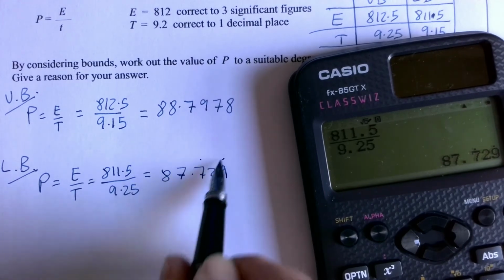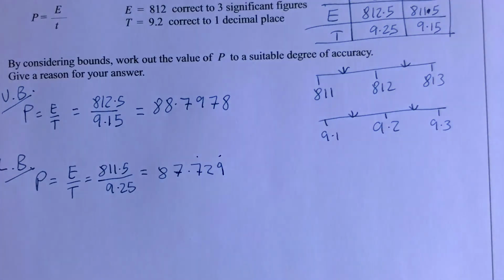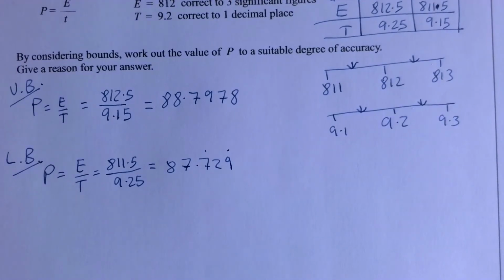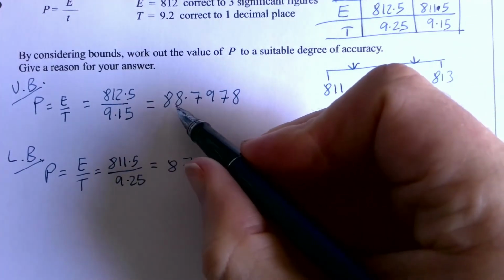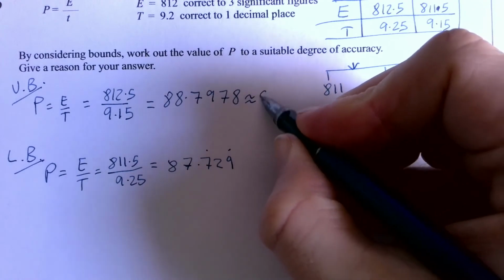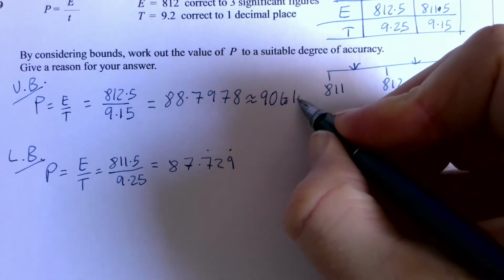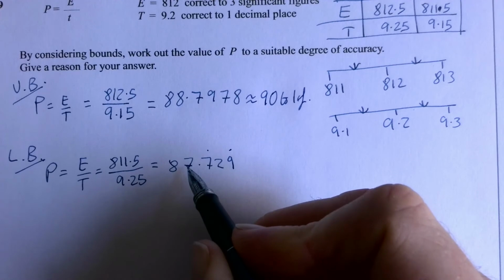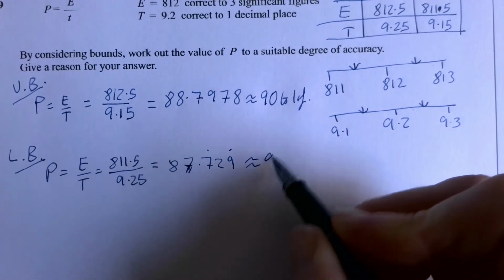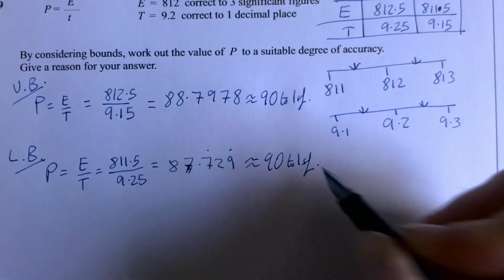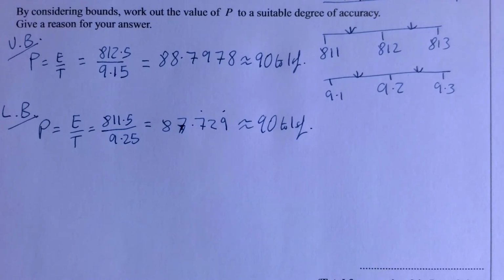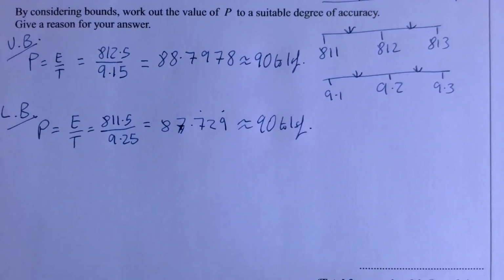87.729. Now, what we're looking for with this is the least accurate point at which these two both agree. And what happens here, if you round this to one significant figure, you get 90 to one significant figure. And if you round this one to one significant figure, the 7 also rounds that up, that's also 90. So it doesn't actually make any difference what we've done if you were going to round it. So they are both 90 to one significant figure.